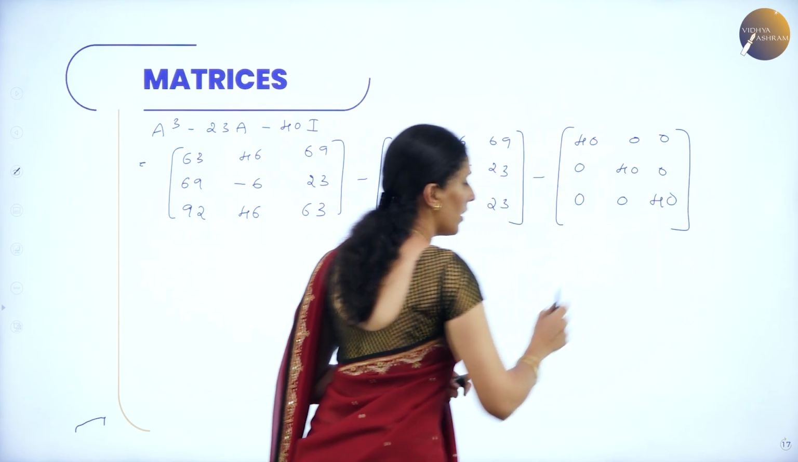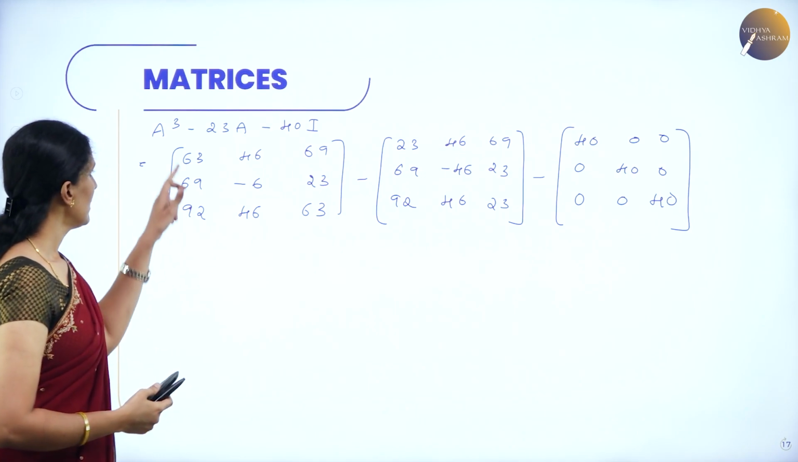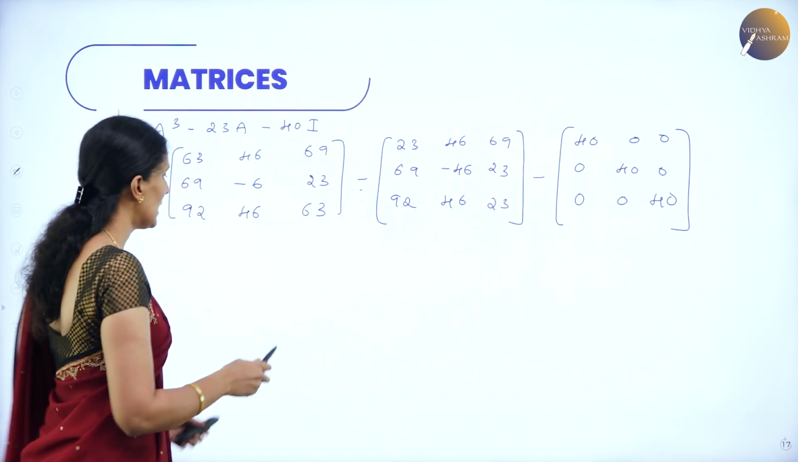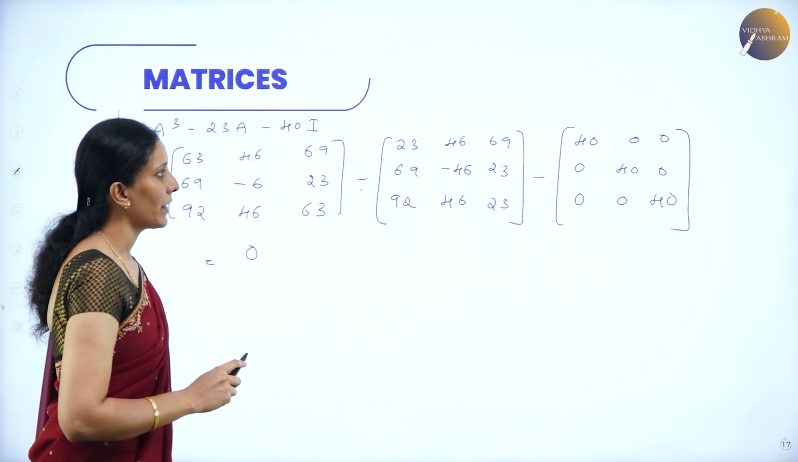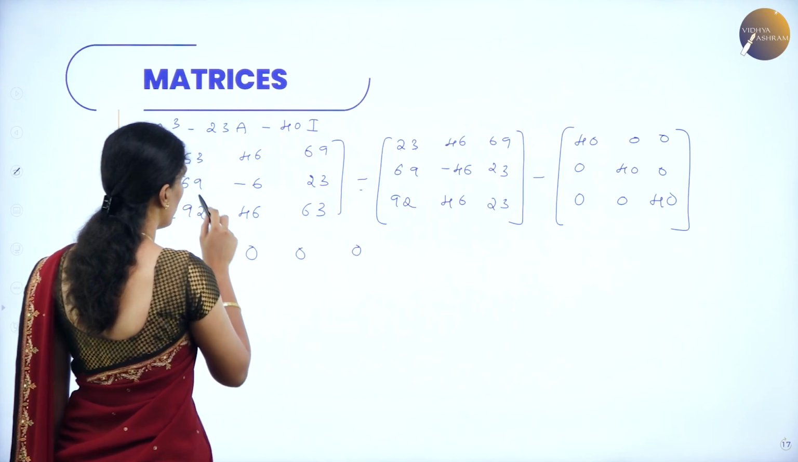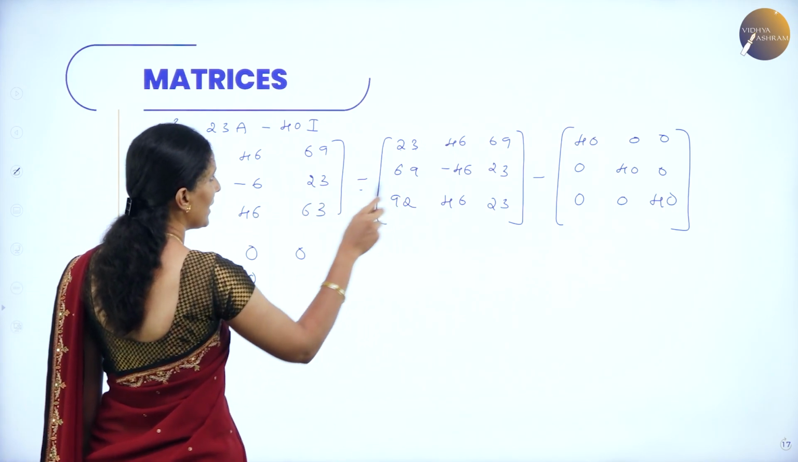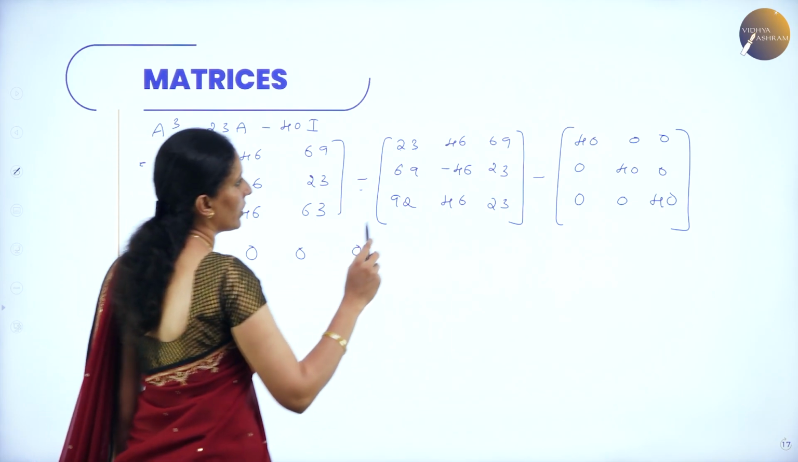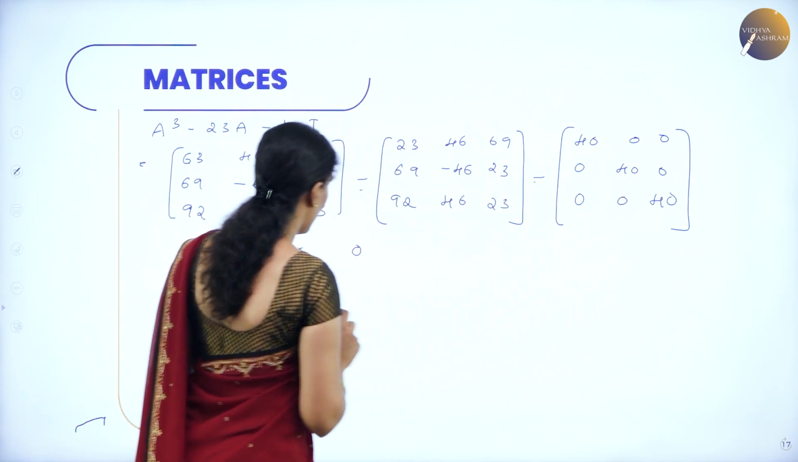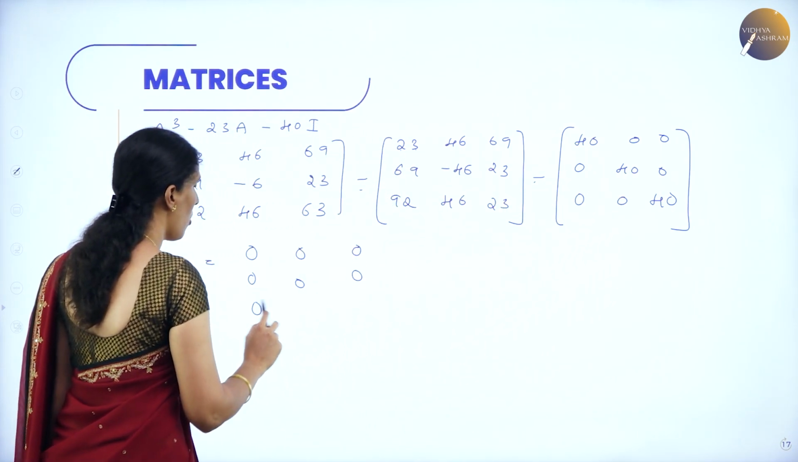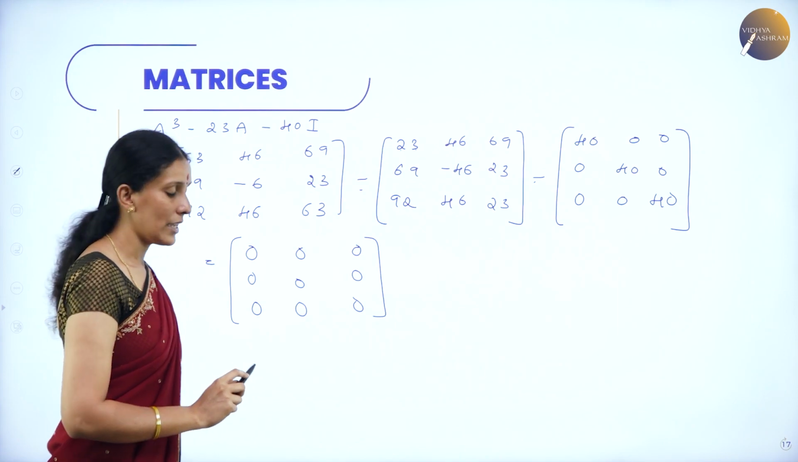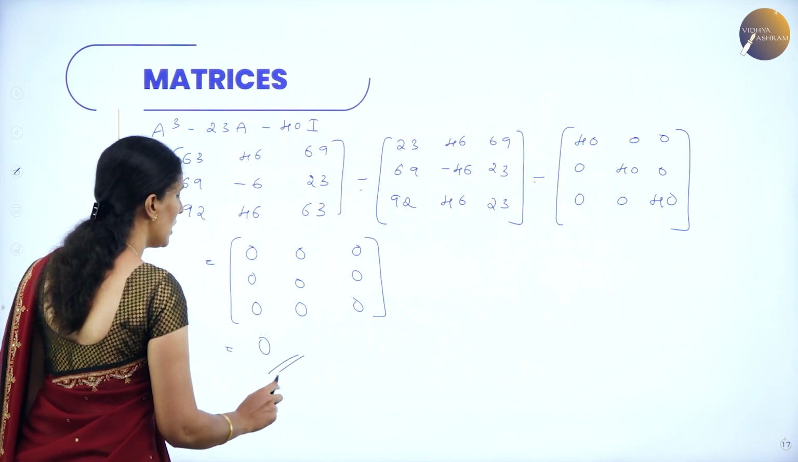Now let's solve each corresponding elements here. 63 minus 23 is 40. 40 minus 40 is 0. 46 minus 46 is 0 and the rest of the element is 0. 69 minus 69, 0. 69 minus 69, 0. Minus 6 plus 46 is minus 40. So here we have got minus into minus plus 40. Plus 40 minus 40 becomes 0. So again you can see all the terms here result to an element corresponding to 0. So therefore this is equal to the null matrix.